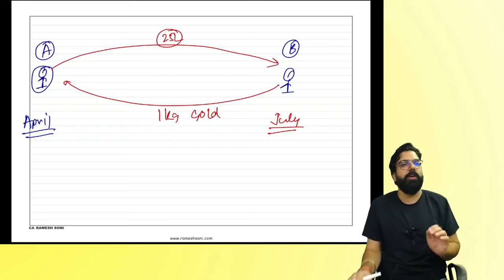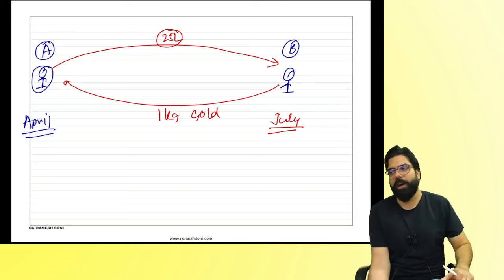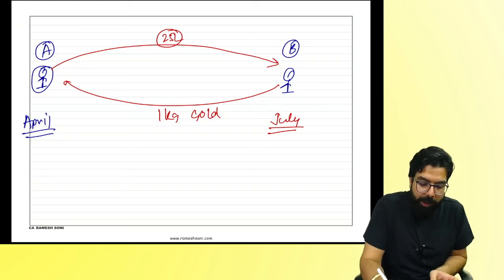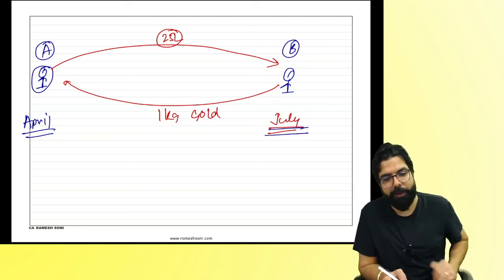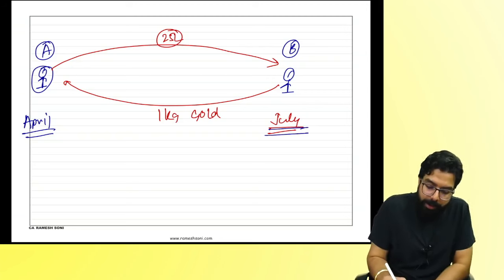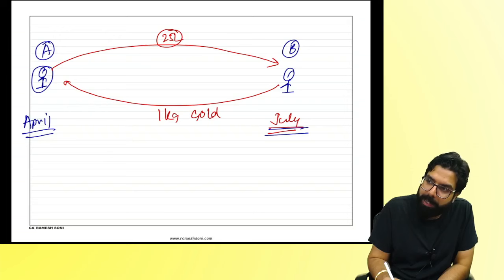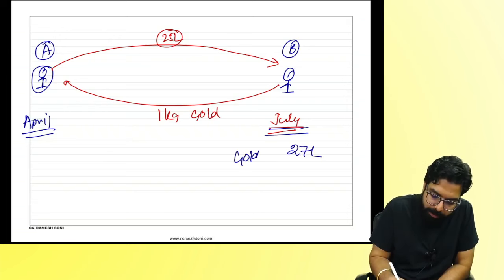This is a derivative contract. This is a derivative or a future contract. In this, what will happen is, if in July, for an example, everyone listen carefully. If in July, supposedly the gold price became 27 lakh. Gold price is how much, everyone?